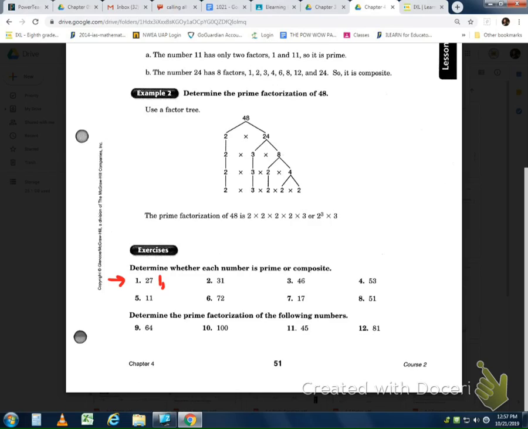Anything else go into 27? Can you think of anything else? Does 2 go into 27? No. Does 3 go into 27? Yeah. Oh, 3 goes into 27? How many times? How many times does 3 go into 27?